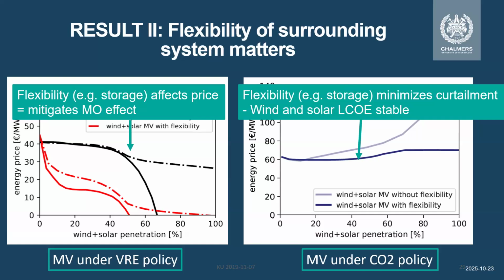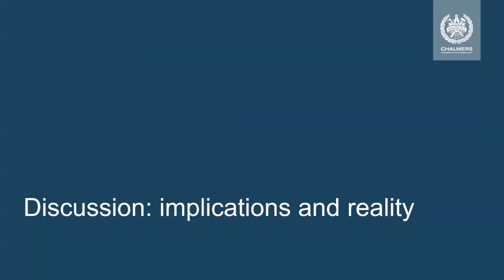So what we can see here again, also with the CO2 tax, is that the LCOE for wind and solar is much more stable if you have flexibility in the system. And that's not strange, because you curtail less. It's as simple as that.